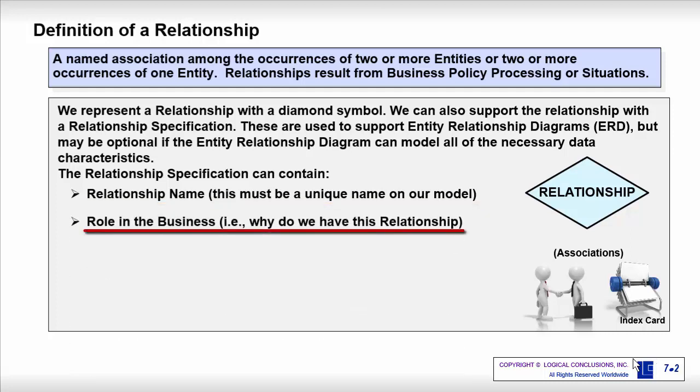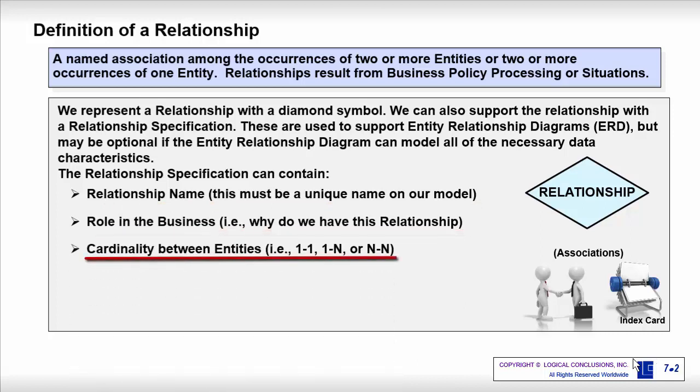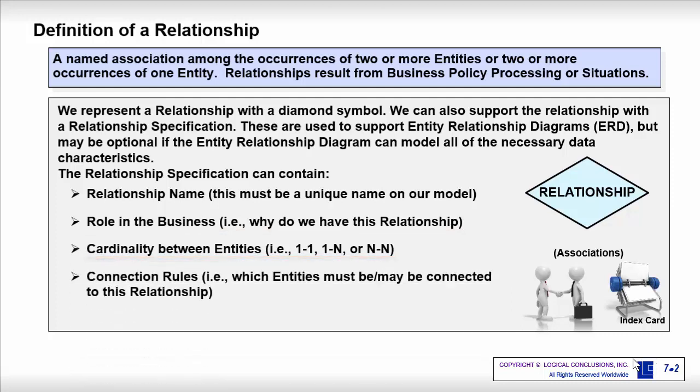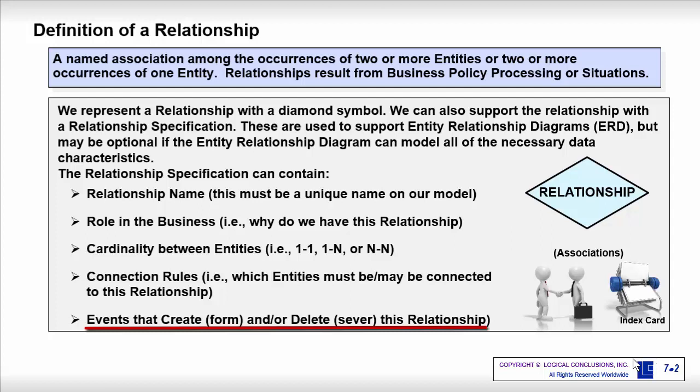Its role in the business, that is, why do we have this relationship? Cardinality between entities, in other words, one-to-one, one-to-n, or n-to-n. Connection rules, in other words, which entities may be connected to this relationship. We can also document the events that create, form, or sever this relationship.